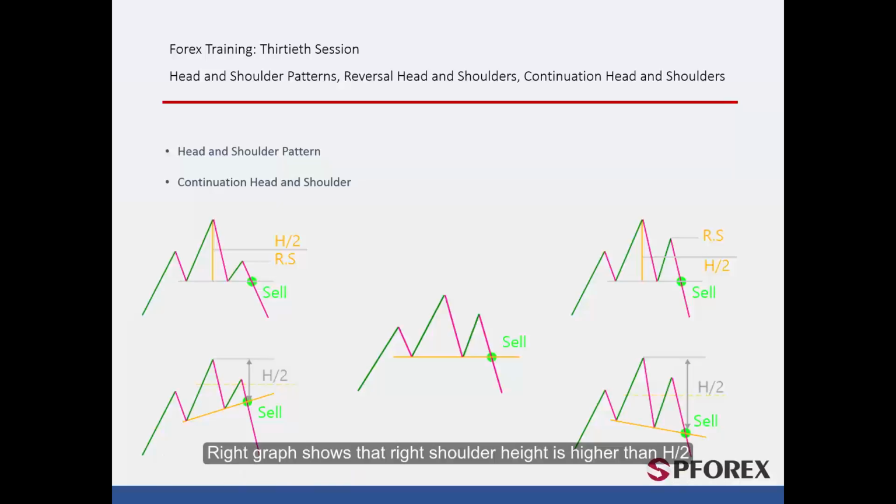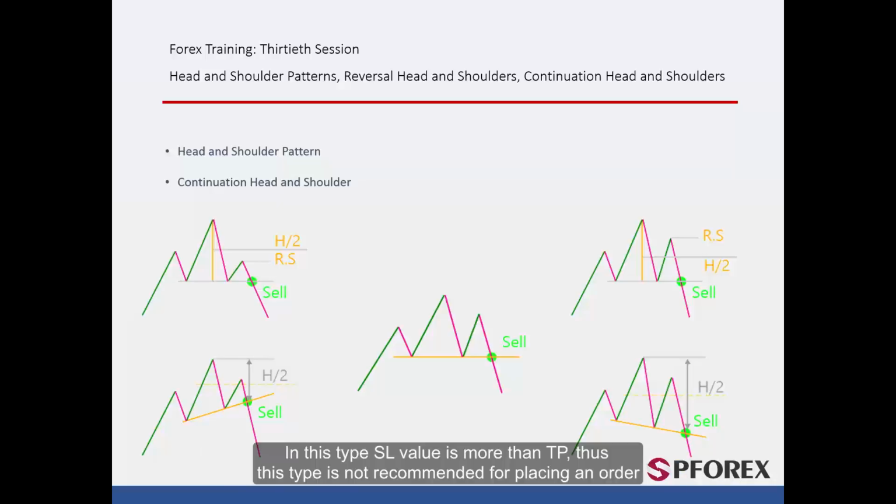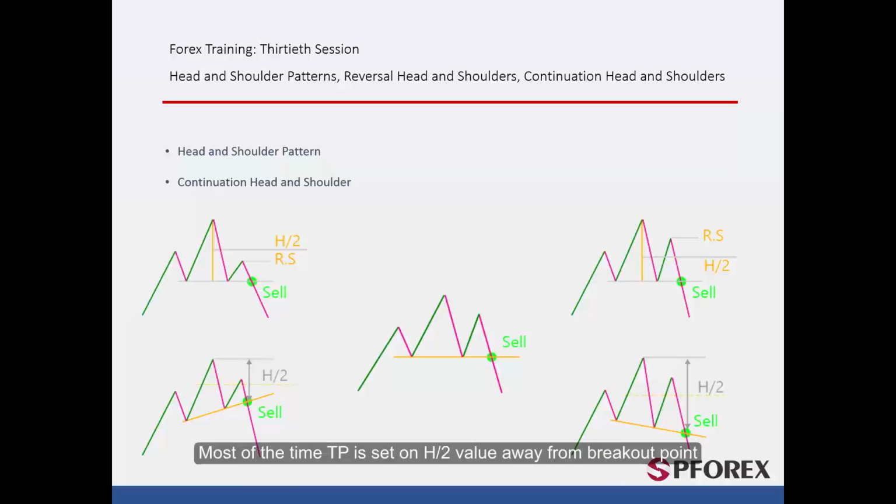The right graph shows that the right shoulder height is higher than H2. In this type, the SL value is more than TP. Thus, this type is not recommended for placing an order. Most of the time, TP is set on the H2 value, away from the breakout point.